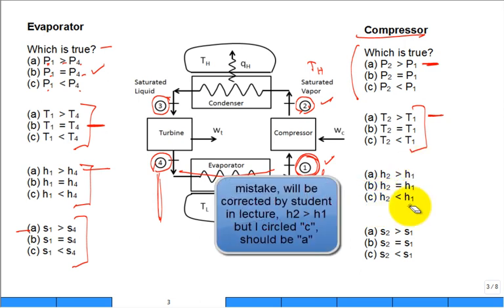She meant C. So the work is coming in. I showed it as a positive in instead of a negative out, and then we're boosting the enthalpy of the working fluid. It's going to come out at a higher enthalpy than what it went in. That's what a compressor does.